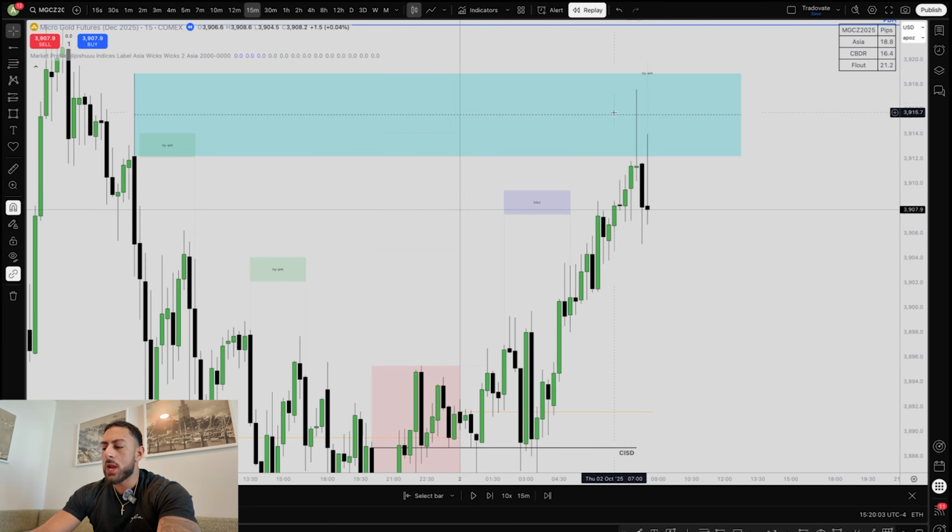Now, although we had a rejection off of this wick, I did not want to see price push all the way down. I outlined this order block and I wanted to see it hold. Now, again, I'm going to repeat this for the 3rd or 4th time.